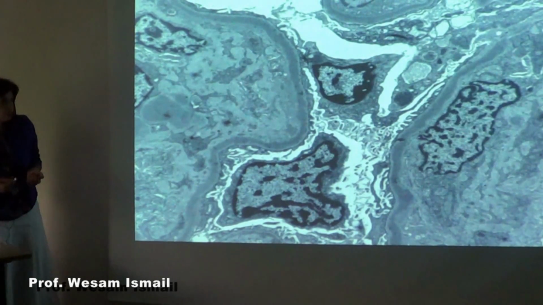need a higher power. I need a higher power than this. And then you can see. How can I evaluate whether it is thick or not? It is thick. You have all of this, all of these deposits. But this is a low power. This is a very low power.